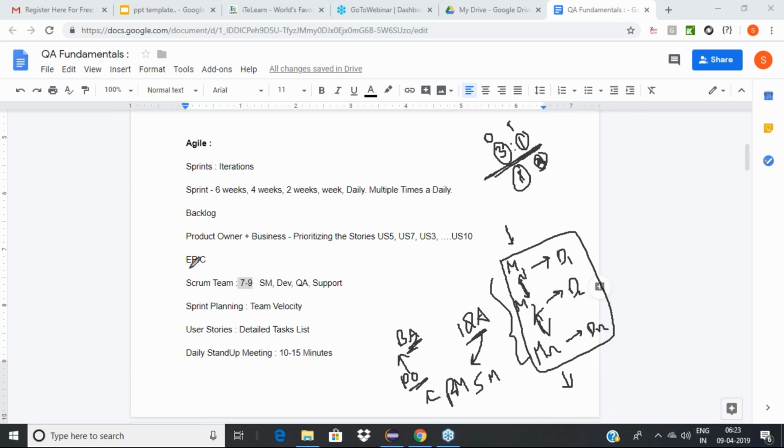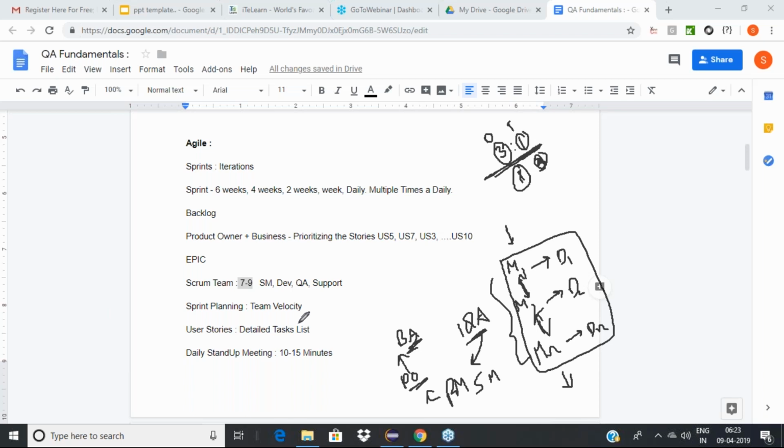So we're going to understand various terminologies, like what is an epic, what is a scrum team, and how sprint planning happens. There are a lot of terminologies, like people talk about team velocity and team capacity, then how we are going to do the overall sprint planning and how we do an estimation. There are different techniques.